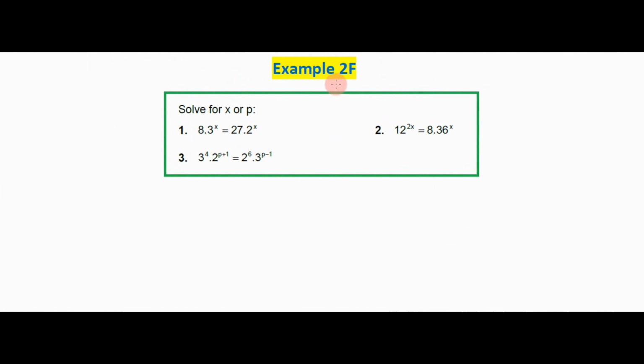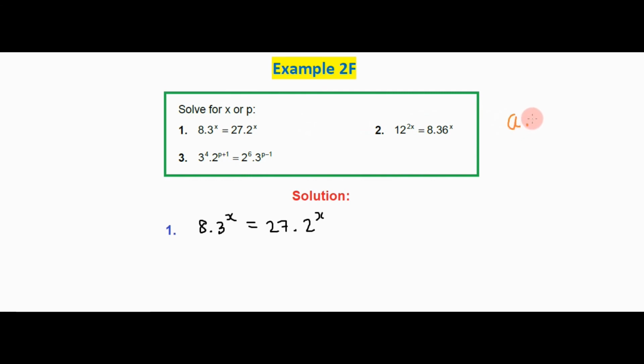So example 2f deals with cross-division in exponential equations. Let's look at the first one. We have 8 times 3 to the x equals 27 times 2 to the x. Now, before we continue solving this equation, let's look at the general idea behind this method.